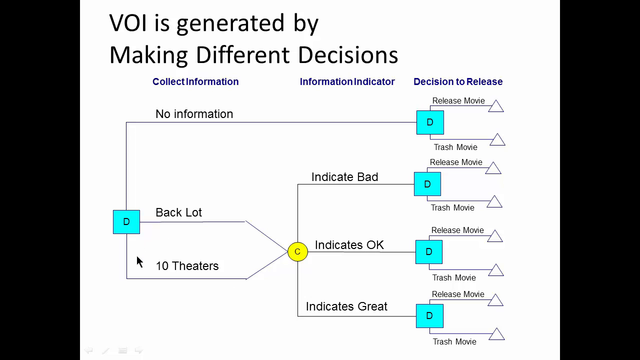The other alternative is I release the movie to 10 theaters and get survey forms from the people that watched the movie, and they tell me whether it was bad, okay, or great. So this 10 theater information is much better information than the back lot, but it also costs more money. The 10 theaters is going to cost $12 million, where the back lot only costs $2 million. In both cases, I get to make a decision whether to release the movie or trash the movie based on the outcome of those surveys, that pre-release.